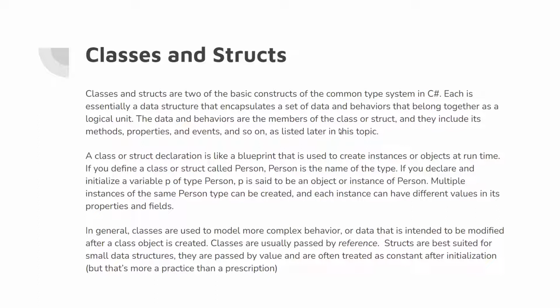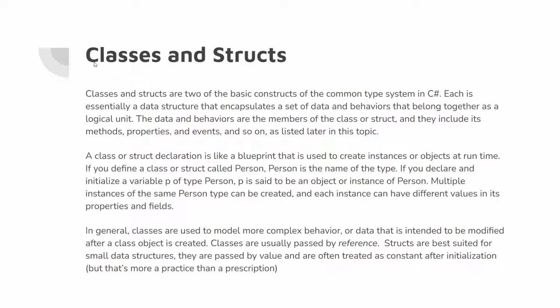Structs go back to the old days of C and other older programming languages, and they still exist for good reasons, but we're going to be using mostly classes. In general, classes are used to model more complex behavior or data that is intended to be modified after a class object is created, and it's supposed to persist. It's supposed to be around as long as the program is running. Structs are best suited for small data structures that are temporarily needed. They wind up being passed by value, so they have some other overhead, but let's not worry about struct so much.